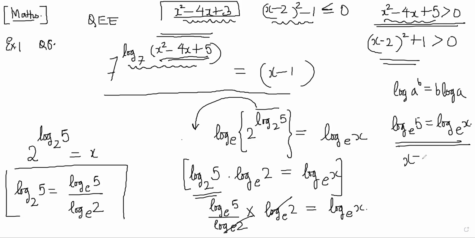So then x is equal to 5, obviously, right? This means that 2 power log 2 5 is equal to 5. And think about why it makes sense.